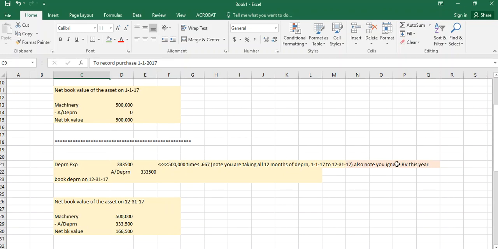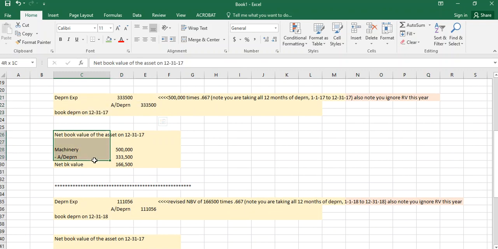Notice we're ignoring residual value. This is the only depreciation method that ignores residual value until the very last year. We'll get to that in a second. So we take the big number, 500,000 times 0.667, and book our depreciation. You notice here we're updating what our net book value is as of 12/31/17.